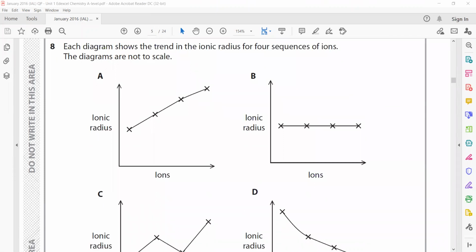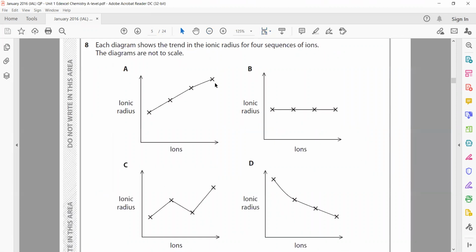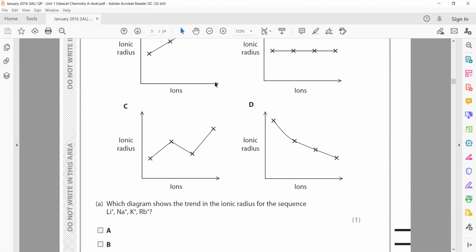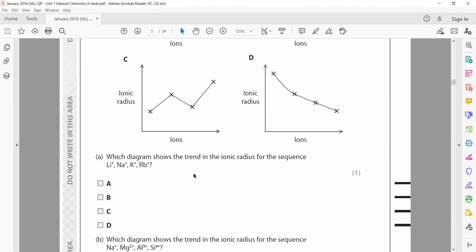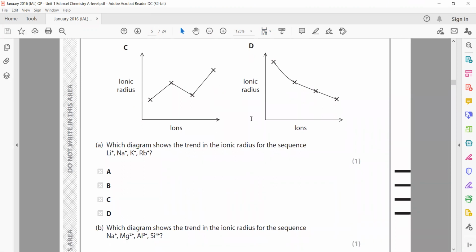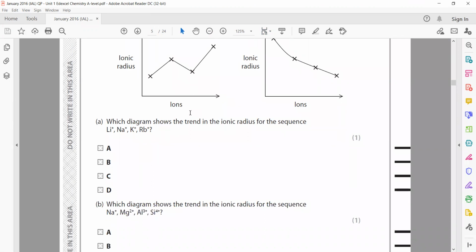In question 8, different graphs are given. Each diagram shows a trend in ionic radius. The diagram is not to scale. Which diagram shows a trend in ionic radius? So down the group, the size of lithium, sodium, potassium, rubidium. Basically it's down the group, and down the group the number of shells increases.